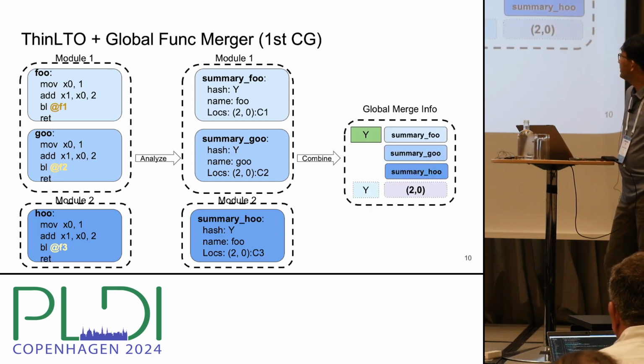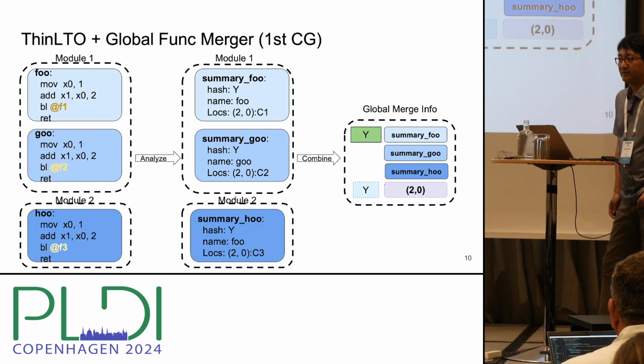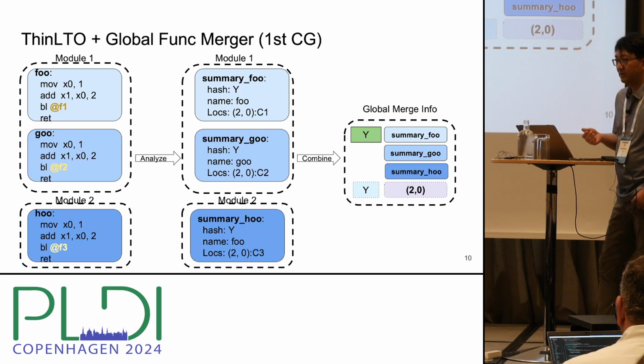We can publish it into some global merging information where stable function summaries are grouped by the same stable function hash. And then we can compute the parameters. That is the minimal set of constant locations that vary across different stable functions.